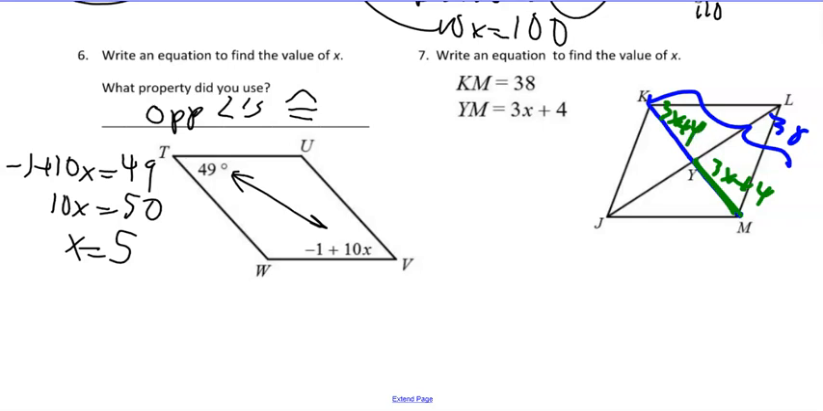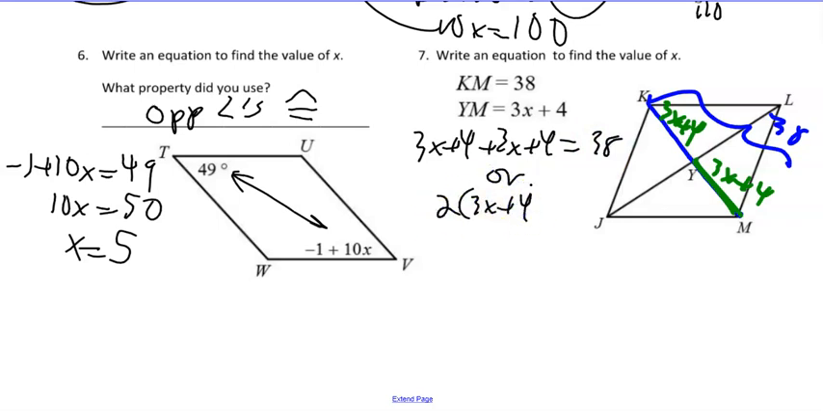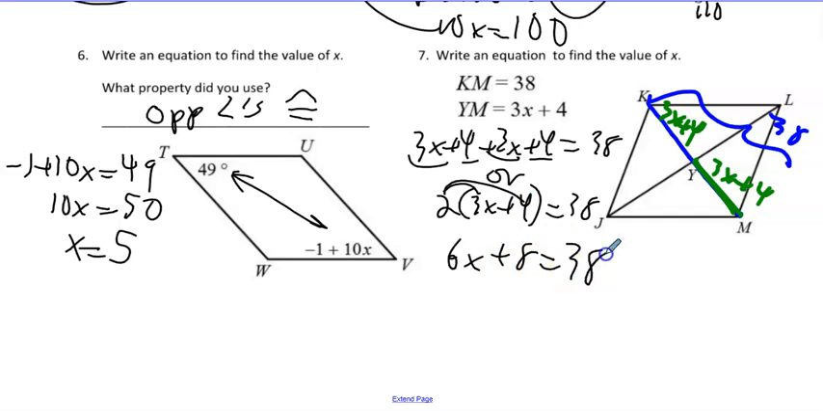So there's two ways to write this problem. You can write 3x plus 4 plus 3x plus 4 equals 38. Or you can just say 2 of these equal 38. Either way, you're going to get 2 times 3x, or 3x plus 3x is 6x. And when you add 4 plus 4, or do 2 times 4, you're going to get 8. So it does not matter which way you do it. It's just how your brain sees it.